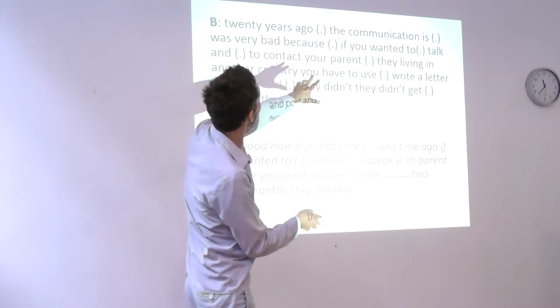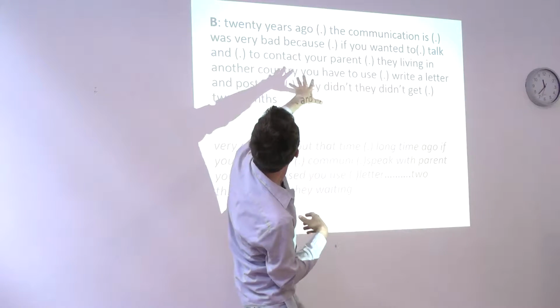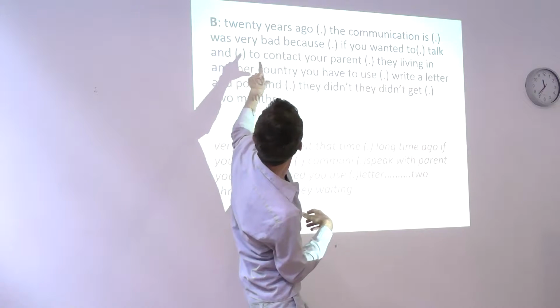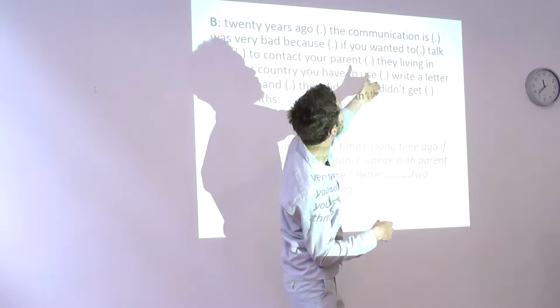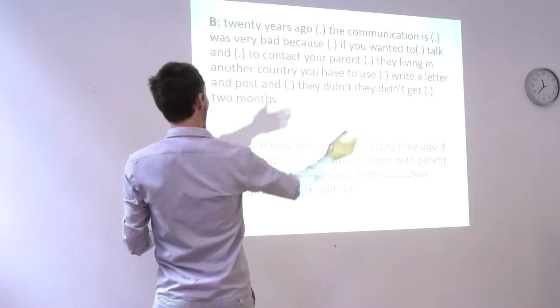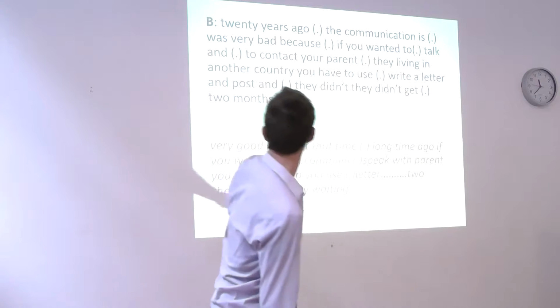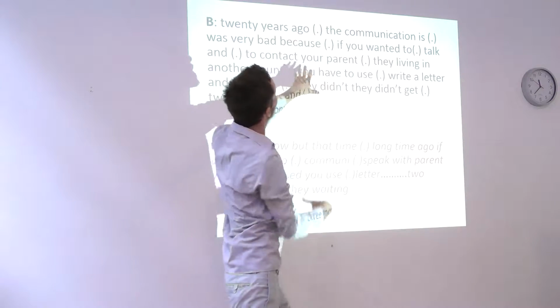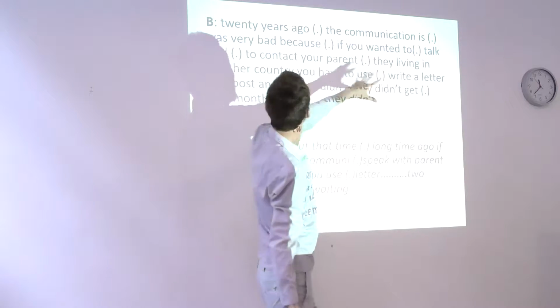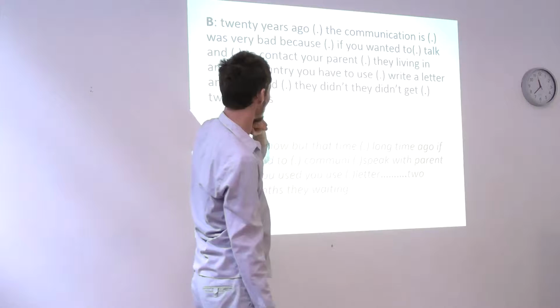So she says, for example, the communications, if you wanted to talk and contact your parents who are living in another country, you have to write a letter. And in the first one, at the beginning of the conversation, she says if you wanted to speak with parents, you use much more simple here, much more complex in this one, describing the parents living in another country. She uses a better verb here.